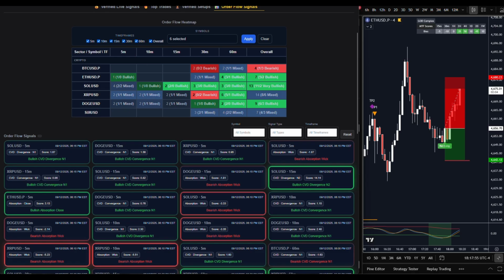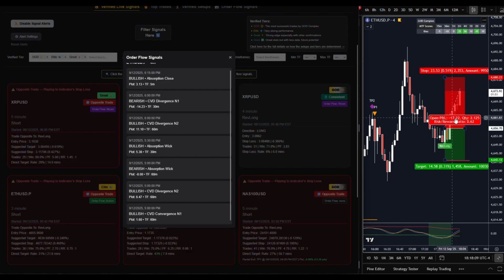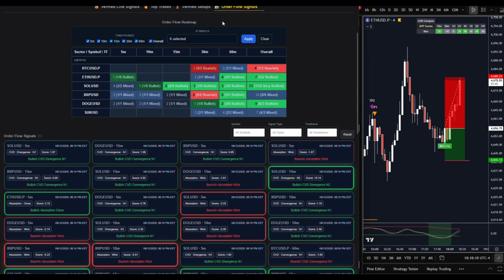That's the overall how you're going to use the heat map. And that's what goes into these verified live signals order flow badges. As you see now, in this trade we wouldn't take, the order flow is bullish. So if you were in this trade, once this flipped, you'd be paying attention to the order flow tab, paying attention to that badge on here, and you would determine when to get out, if you want to get out sooner, things like that.